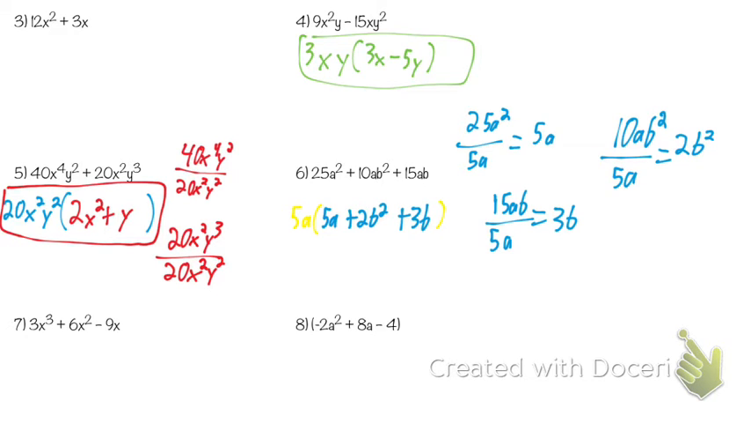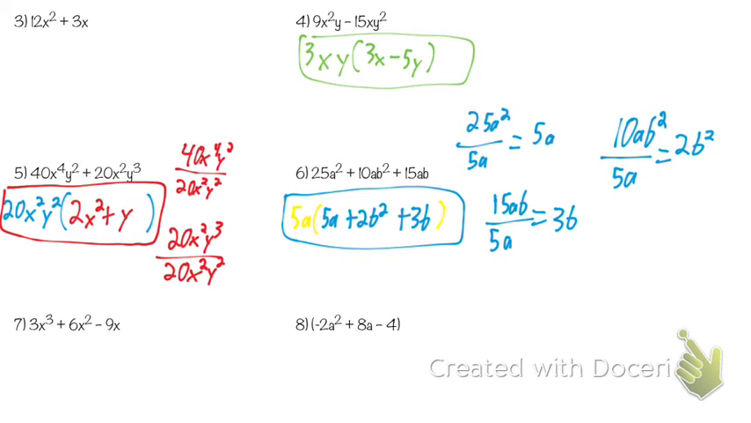Now, do we look inside the parentheses just to double check again? 5a, 2b squared, and 3b. Do 5, 2, and 3 have anything in common? No. A, b squared, and b, do those have anything in common? No. So we're done. How could we check our work, guys? Plug it back in. Distribute it back in.